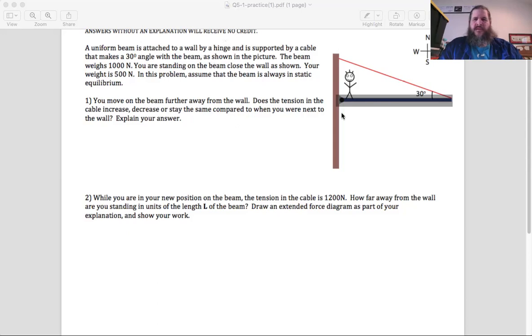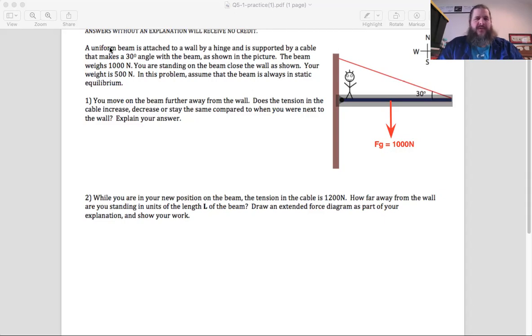Gravity at the center of mass. Yeah, gravity is pulling the beam straight down at the center. And how strong is that force? At 1,000 newtons. Yeah, gravity is pulling the beam down with 1,000 newtons. If we knew the mass of the beam, we would have to multiply that by g, the gravitational acceleration. But this actually tells us the weight. 1,000 newtons is already a force.